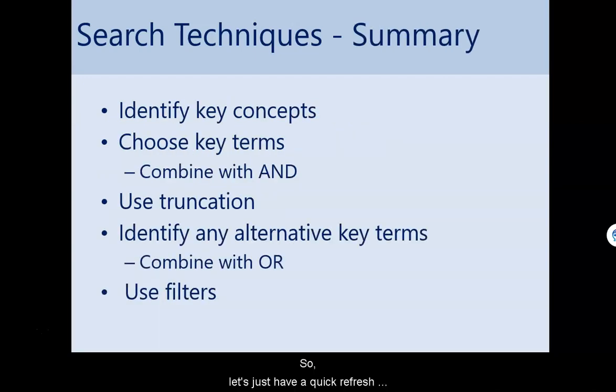So let's just have a quick refresh about what we've actually covered in this video. We've identified our key concepts. We've then chosen our key terms and combined those with the word and. We've looked at using truncation to find alternative endings for words, and we've looked at identifying any alternative key terms and combining them with the word or. We've also looked at using filters to make our research strategy and results much more focused.